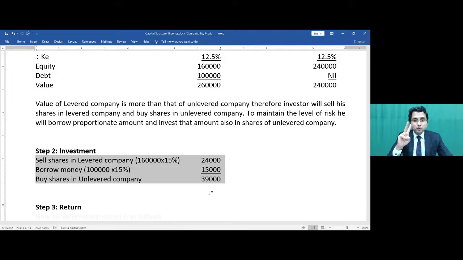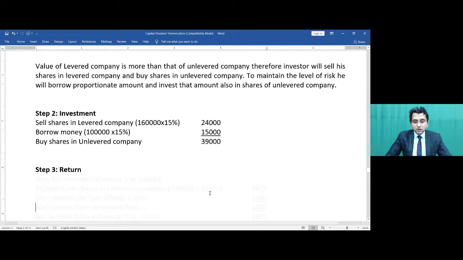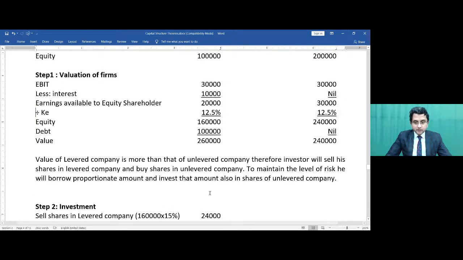Now I just have to prove the third characteristic of arbitrage, that is additional return. No extra risk, no extra investment. Now let's talk about return. Look, before I talk about return, let me tell you one thing. This cost of equity of 12.5% is a cost for the company, but the same amount is income for the investor. KE is cost for company, but it is income for investor. Keep in mind.